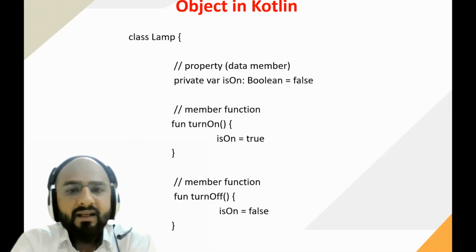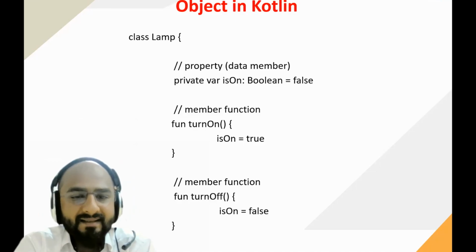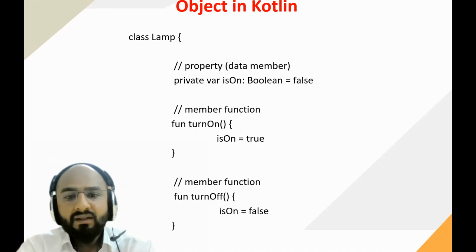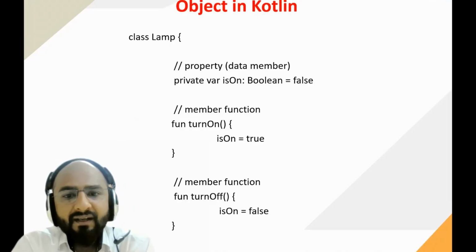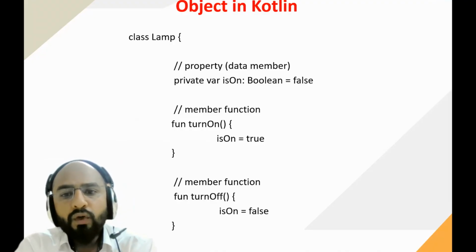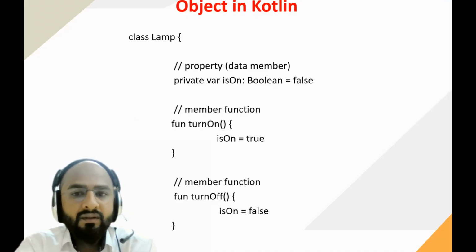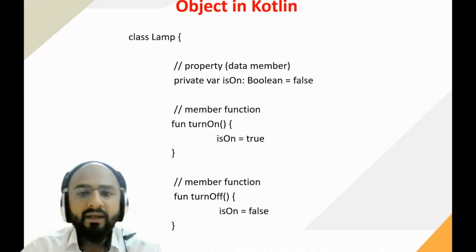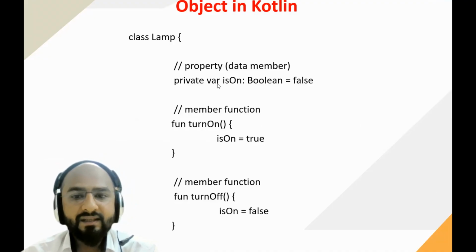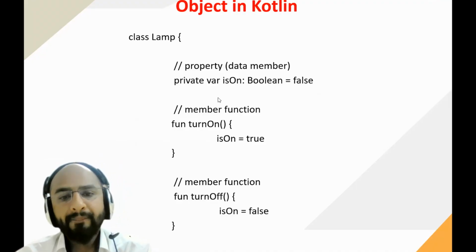The class is given over here. Say for example, I have created a class named Lamp. I have created a property of that lamp class: private var isOn colon Boolean equal to false. So by default all lamps will be false. The default value that I have provided is false. I have created a variable named isOn, the data type of this variable is Boolean, and the value of this variable will be false by default.